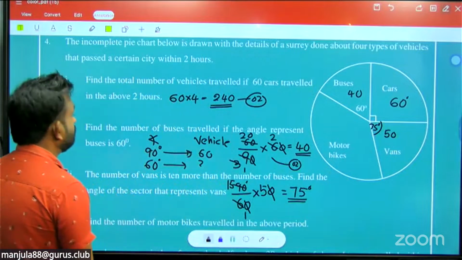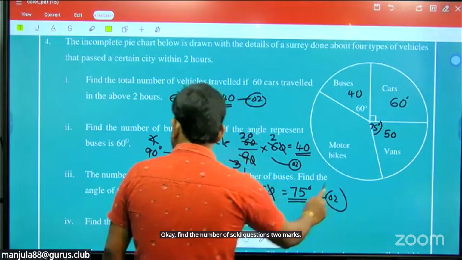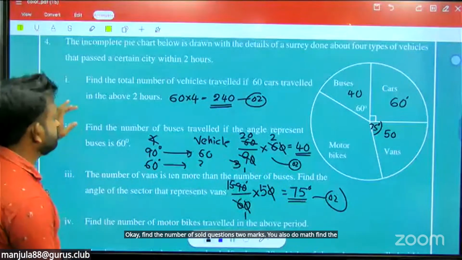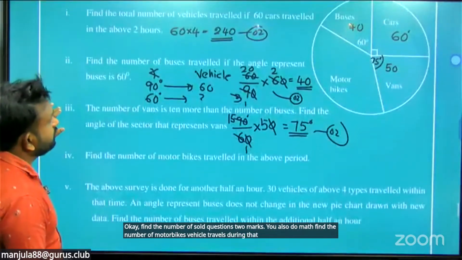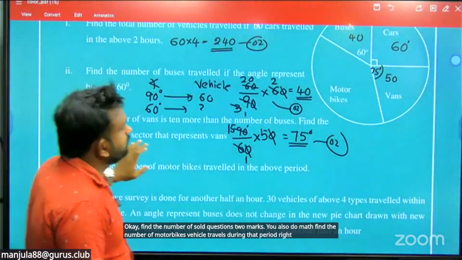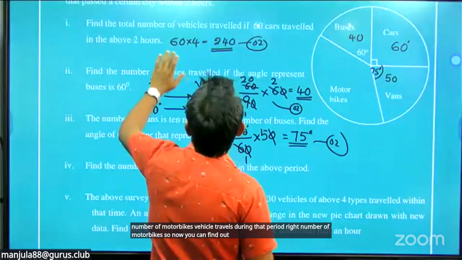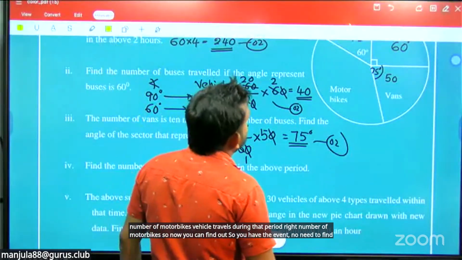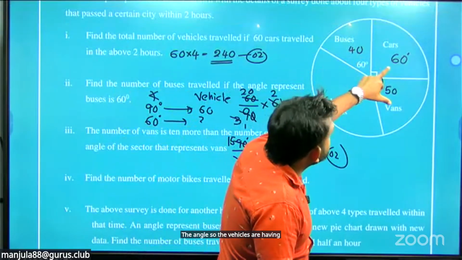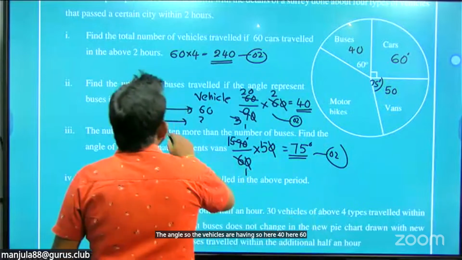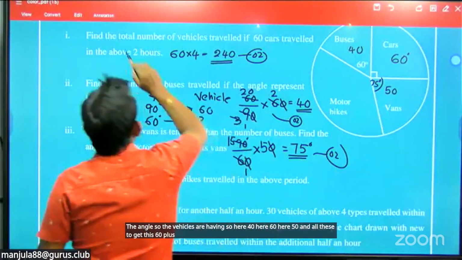Okay, find the number of motorbikes. All questions are 2 marks, here also 2 marks. Find the number of motorbike vehicles that travel during that period, right? So now you can find out. You have the values, no need to find the angle. So here 40, here 60, here 50, and all these together 60 plus 40, 100, 150.